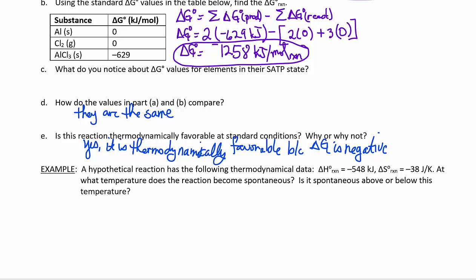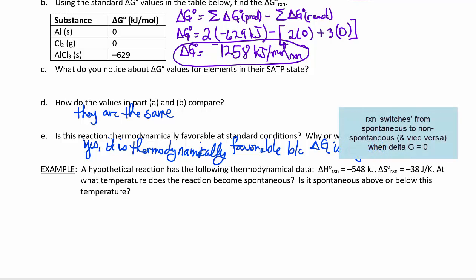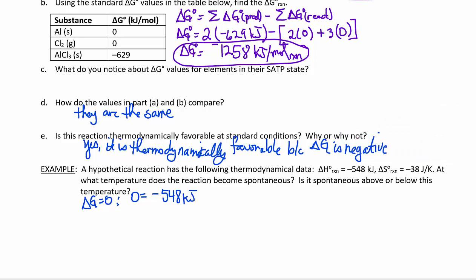A reaction is spontaneous with a negative delta G, and a reaction will switch when the delta G equals 0. It will switch from favorable to unfavorable or vice versa, depending on the temperature. So when our delta G is equal to 0, that's the temperature we're going to find out when it switches. So 0 is going to equal a negative 548 kilojoules minus some temperature, and this is what we're looking for, times a negative 0.038 kilojoules per Kelvin. I changed this right up here. I divided it by 1,000 because we need to change it from joules to kilojoules. That's where I got that. So this is the same thing as saying a negative 548. I'm going to rearrange this.